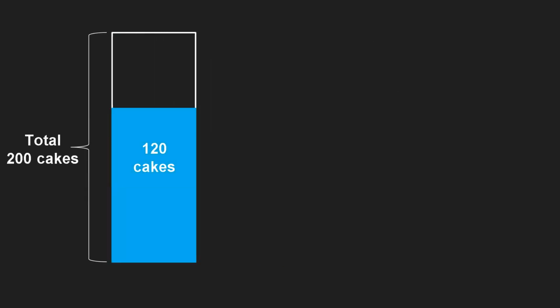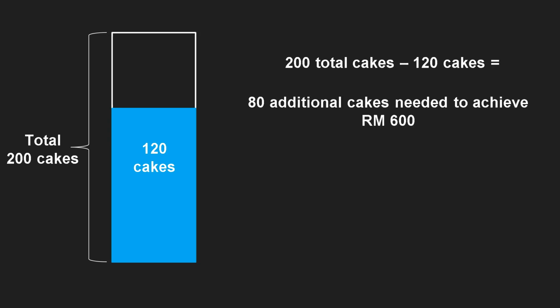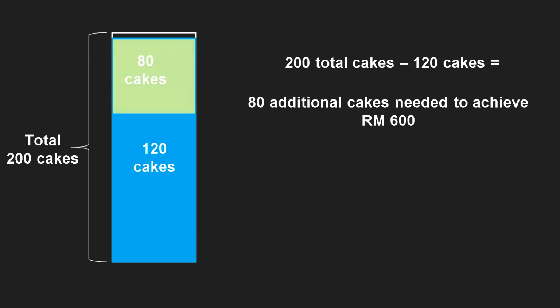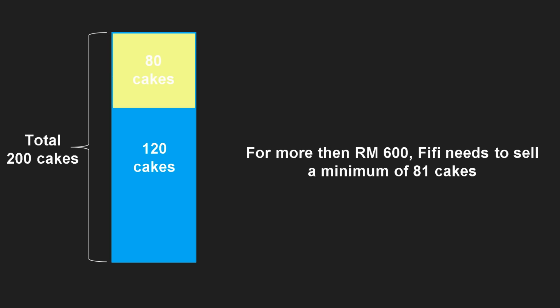Now, we have the total number of cakes that need to be sold to achieve the RM600 benchmark and the total number of cakes that have been sold. With this information, we can get the minimum number of cakes Fifi needs to sell by subtracting 120 from 200, translating into 80 additional cakes. Since the question wants us to find the number of cakes needed for more than 600, hence 81 will be the answer.